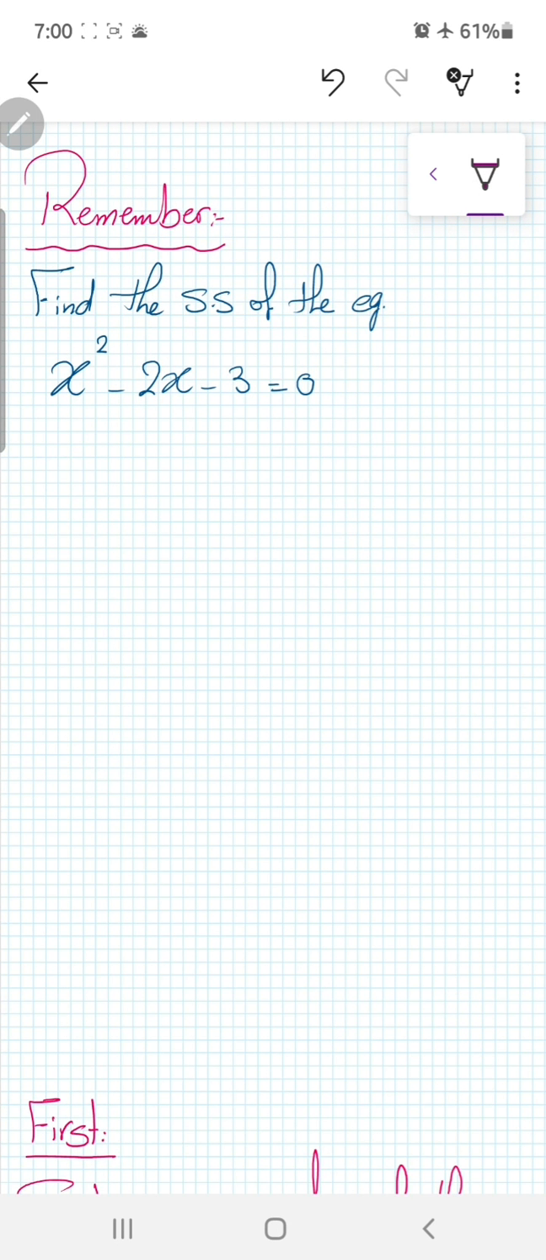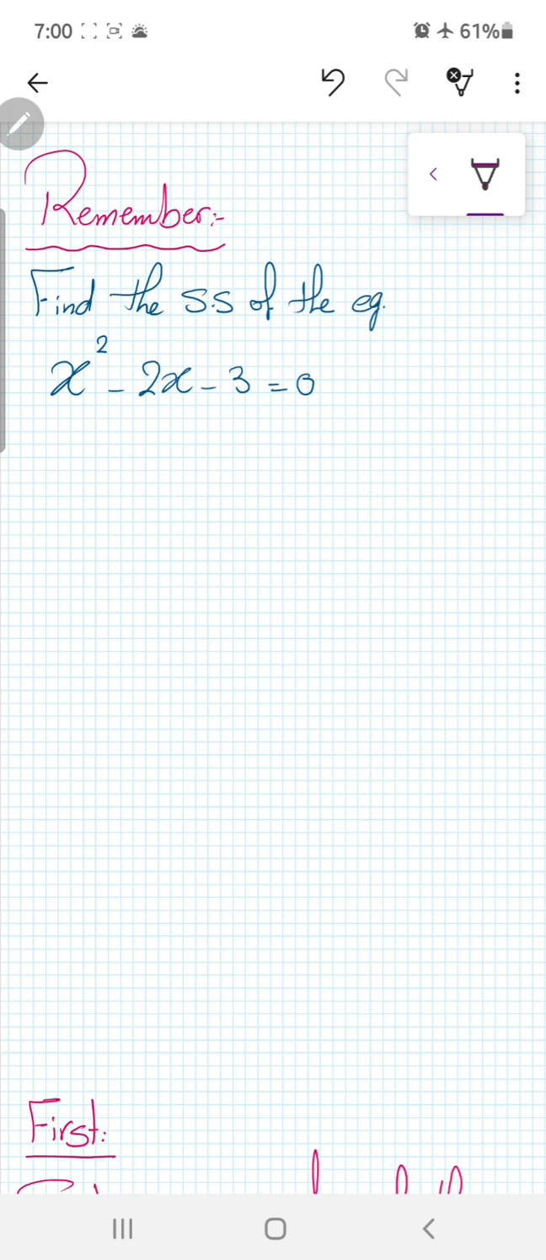Hello everyone. Our lesson today is about solving an equation of the second degree in one unknown, graphically and algebraically. It's lesson 3. First, we want to remember how to get the solution set of the equation x power 2 minus 2x minus 3 equals 0.